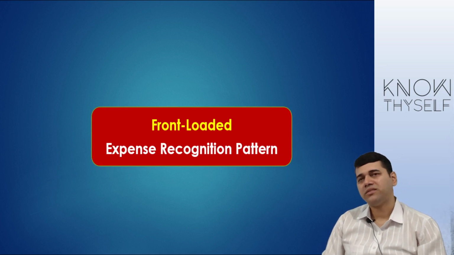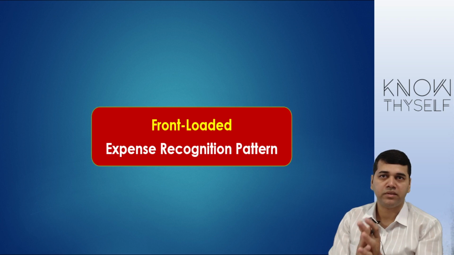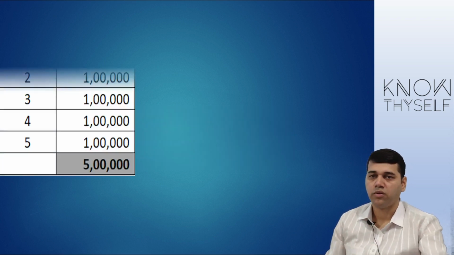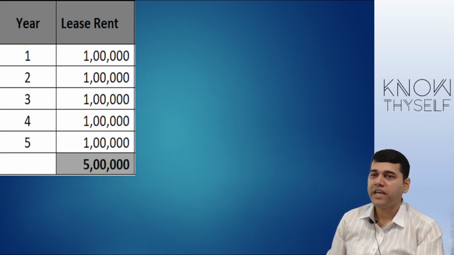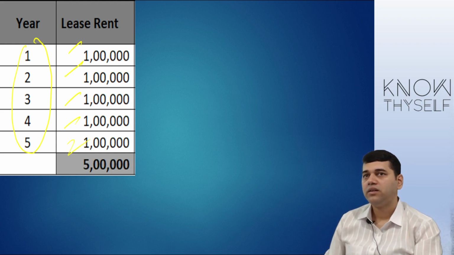Now, there is one concept called a front-loaded expense recognition pattern, just for your understanding purpose. No differences, no problems to solve. See, you are paying 1 to 5 years lease rent, 1 lakh, 1 lakh, 1 lakh, 1 lakh. Under traditional accounting, what would you have done? Lease rent expense account debit to bank.